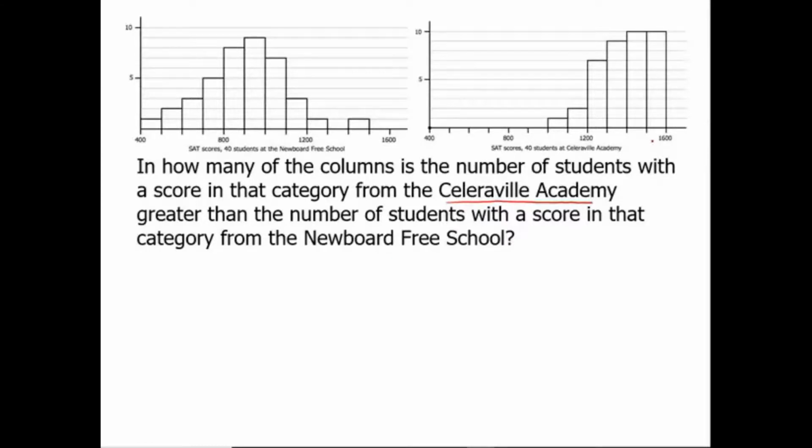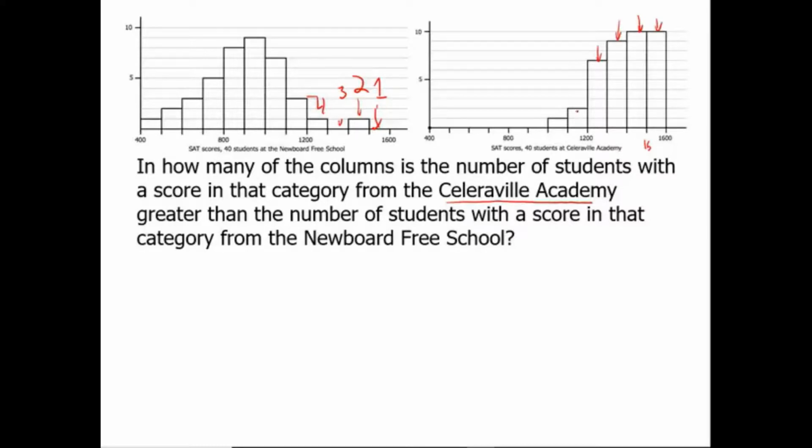So the column between 1500 and 1600, this column is at 10, this column is at 0, so that's 1. This column is at 10, this column is at 1, so 10 greater than 1, so that's 1. This column is at 9, this column is at 0, so that's a third column that's bigger. This column is at 7, this column is at 1, so that's a fourth column that's bigger.